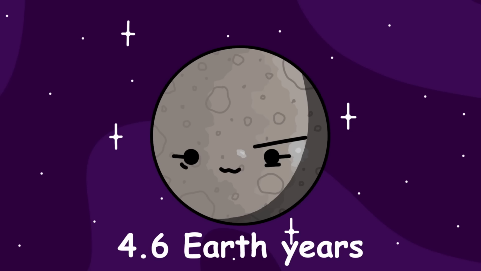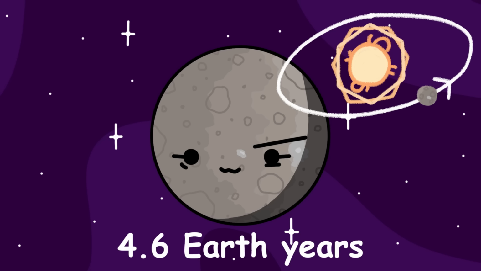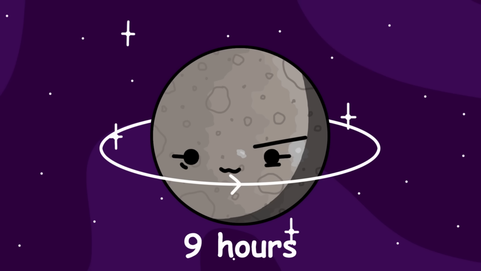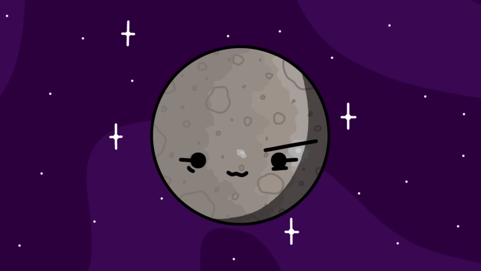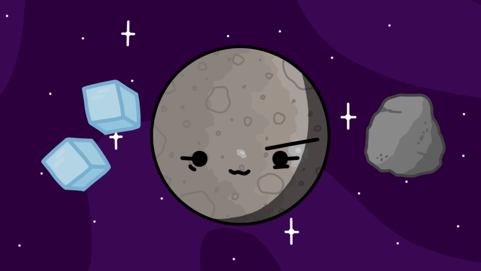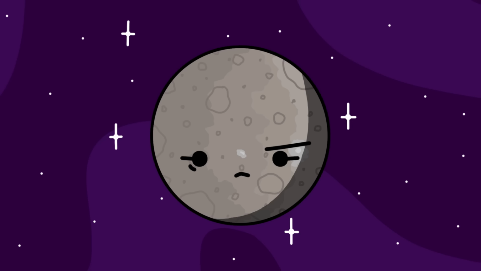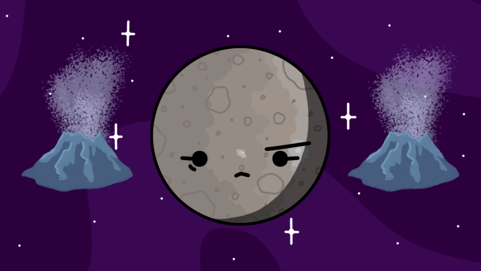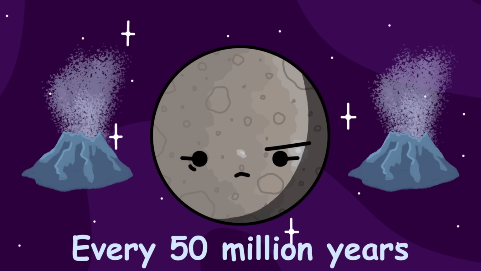It takes Ceres 4.6 years to orbit the Sun and 9 hours to complete a rotation. Ceres is made of a quarter water ice and 3/4 rocky material, and some yummy salt I'd like to eat. Ceres is thought to have cryovolcanoes and grows a new one every 50 million years on average.